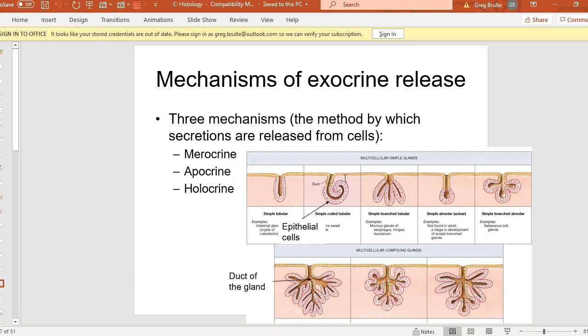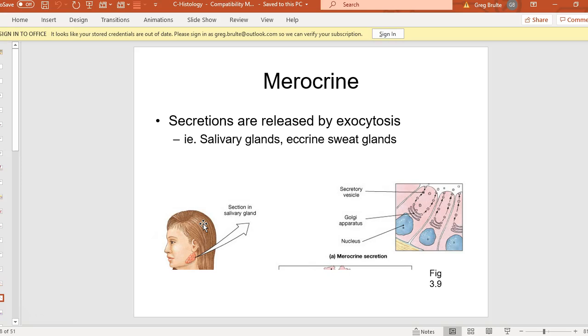Okay, so let's talk about the modes of secretion of an exocrine gland. Exocrine, remember, goes through a duct onto an epithelial surface. So these three types over here: merocrine, apocrine, and holocrine. Those are your modes of secretion for exocrine glands. Okay. So let's take them one at a time.